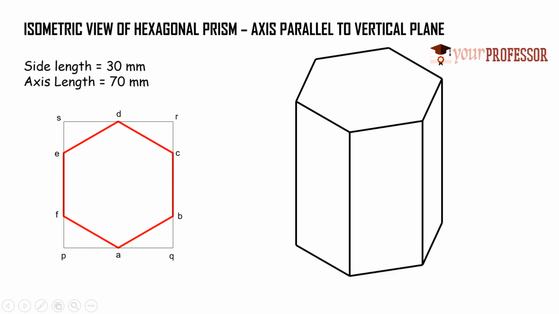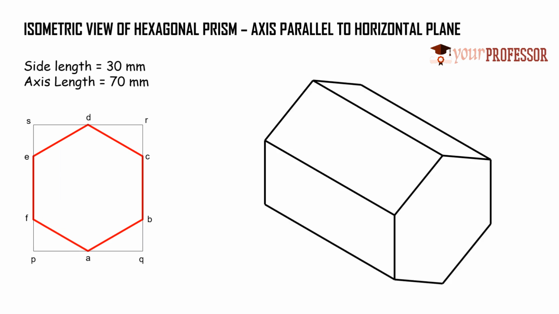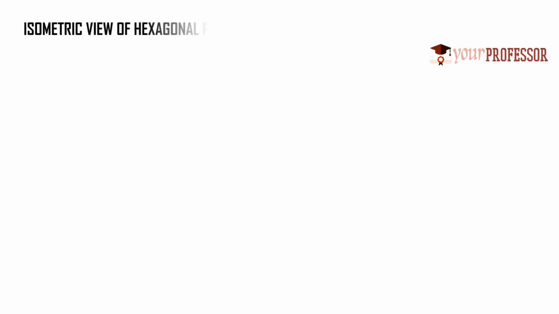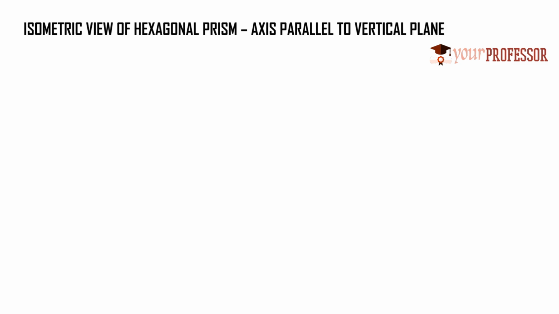In this session, let's learn how to draw the isometric view of a hexagonal prism when the axis is parallel to the vertical plane and when the axis is parallel to the horizontal plane. First, let's see how to draw the isometric view of a hexagonal prism when the axis is parallel to the vertical plane. So these are the dimensions I am considering. Side length is 30 mm and axis length is 70 mm.